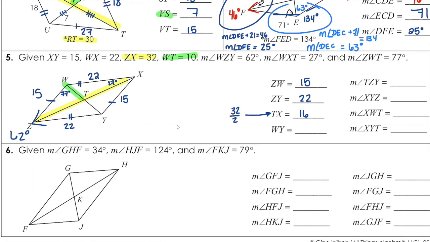How about WY? What piece of information did they give me involving WY? Okay, so how is WT being 10 relate to WY?